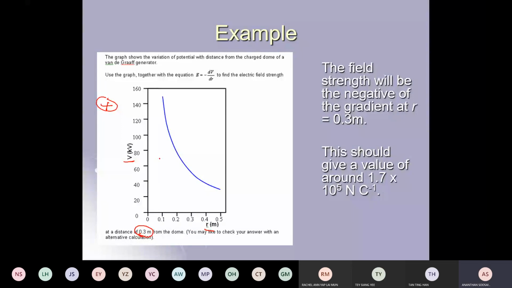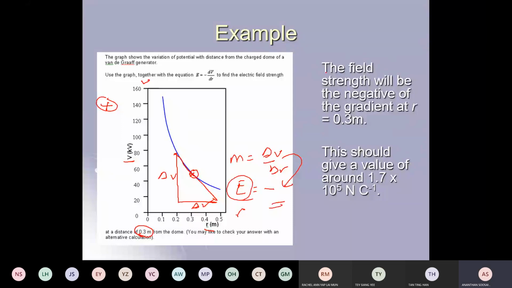This is a V versus R graph. So what do you have to do? At 0.3, at this point, you must find the gradient. Draw the tangent. Find the gradient, the change of V over the change of R. Then the electric field strength is going to be the negative of this value, whatever value you get.